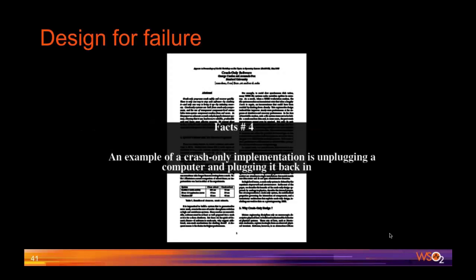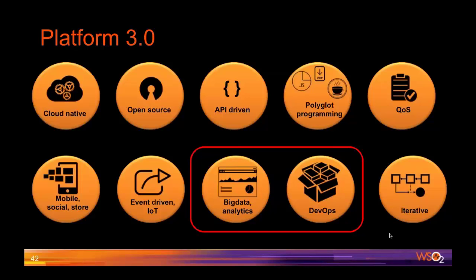The next feature in microservices architecture is design for failure. Again, this is not new. Even these crash-only implementations were available a long time ago, on how you write applications by considering failure situations. So in the platform 3.0 concept, we get two things, big data analytics and DevOps. Big data analytics helps you detect any issues at runtime, as well as predict any issues that might come in your deployment. So that way you can have a proper system that will act quickly and fix any failure situations.